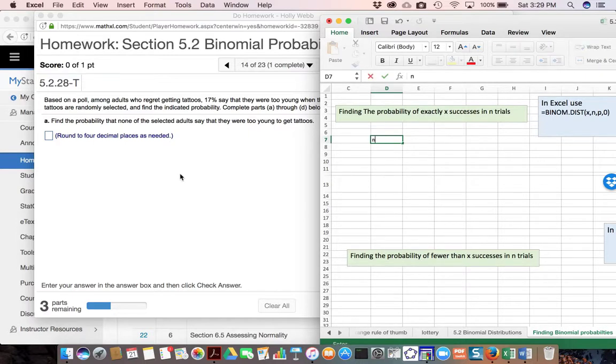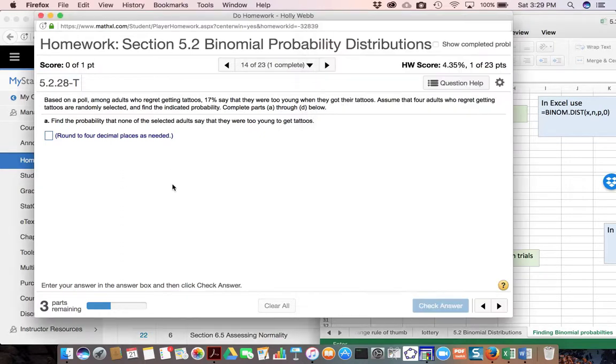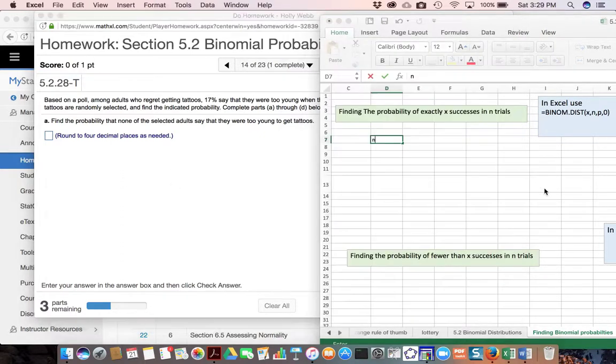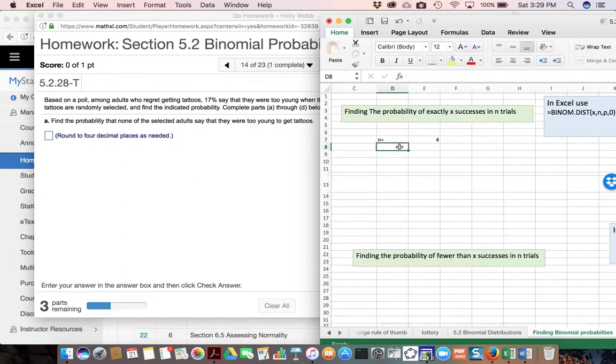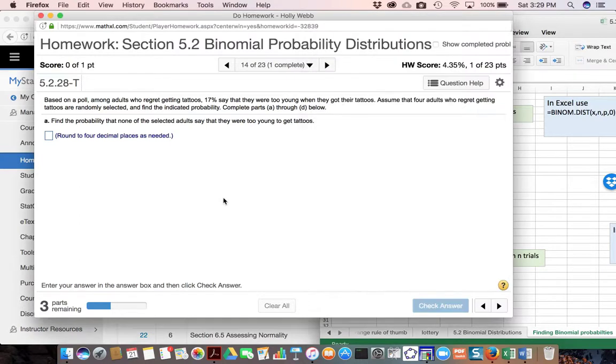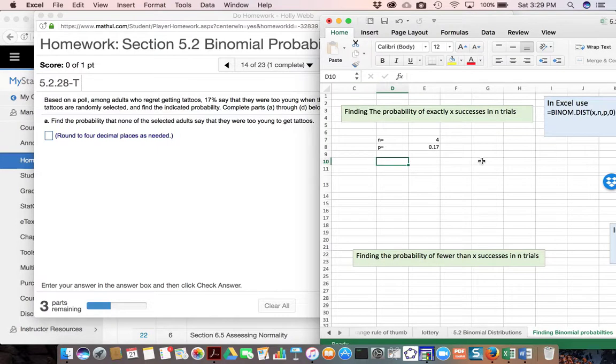Let's look at our n, our p here. Our n is going to be 4. So there are 4 trials. You go ahead and put n equals, and then I'll put the 4 over here so I can use it. Our p, the probability that they thought they were too young, that is 17%, so 0.17. And our x is going to be changing throughout the problem. So let's use an x of 0 for part A.